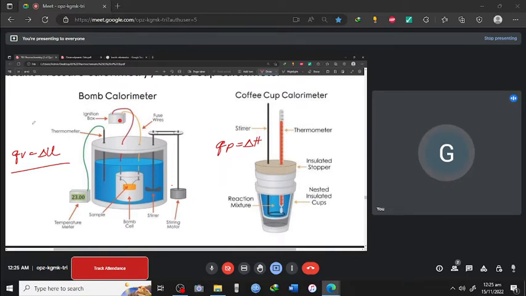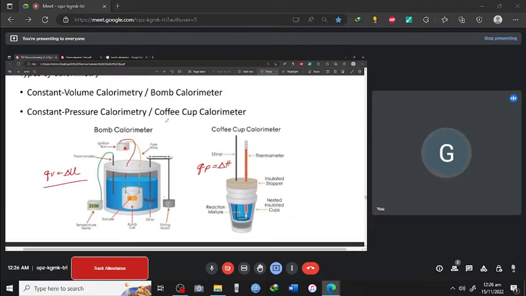Yung problem natin, of course, bomb calorimeter yung example, pero instead of the delta U yung pinapahanap sa atin, yung delta H yung pinapahanap sa atin or yung enthalpy. So, pag kunwari, bomb calorimeter yung problem, tapos pinapahanap yung delta H, then we have to use the equation na na-derive din natin from our previous lesson, yung relationship or yung comparison between the delta U and delta H.